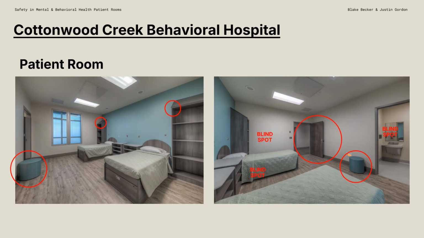To evaluate the effectiveness of our toolkit, we took a look at Conwood Creek Behavioral Hospital located in Idaho. This patient room is a great example of a safe patient room, but still has some key features that could use improvement. Some of the first, when looking at the patient room, include a few movable furniture objects and a few edges that could cause potential self-harm.